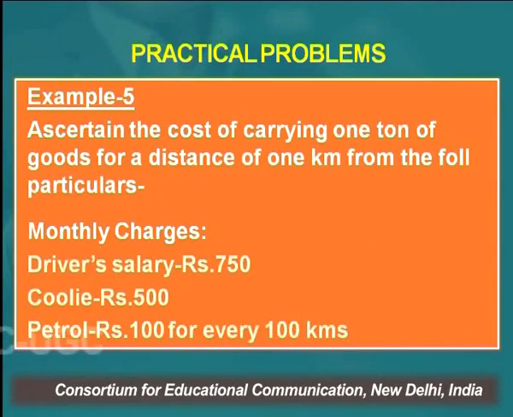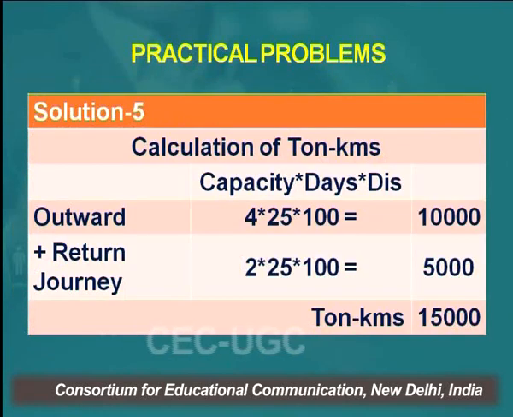Ascertain the cost of carrying 1 ton of goods for a distance of 1 kilometer from the following particulars. Driver charges 750, coolie charges 500, petrol 100 for 100 kilometers, that is, 1 kilometer will cost you 1 rupee. Now how do you calculate?